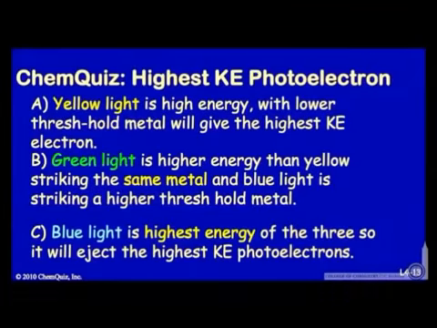Let's consider an argument for each of the three answers. A, yellow light is high energy with a lower threshold metal, so it'll give the highest kinetic energy electron. Or B, green light is higher energy than yellow light and is striking the same metal. Blue is striking a higher threshold metal, so green on metal 1 should be the highest. Or C, blue light is the highest energy of all three photons, so it should eject electrons with the highest kinetic energy. Think about those three for a minute and make another selection.